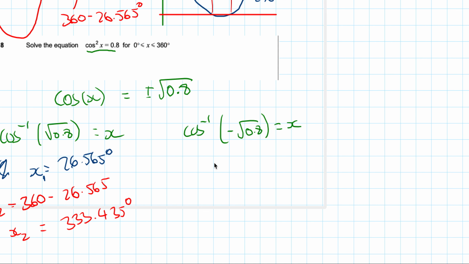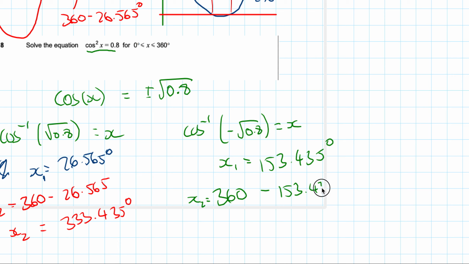So that finds us our first two values, and then for the second value we're going to do exactly the same. We plug that directly into the calculator, so inverse cos of minus root 0.8 is equal to 153.435 degrees. And then in the same step that we have done here, we can do 360, so x2 is equal to 360 minus 153.435, which gives us an answer of 206.565 degrees.